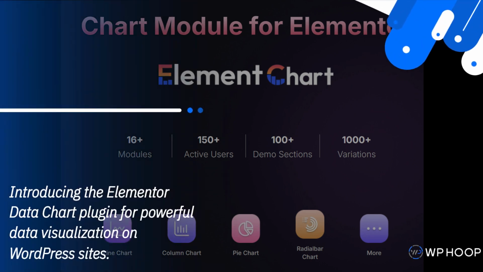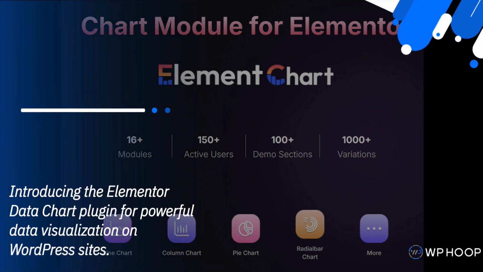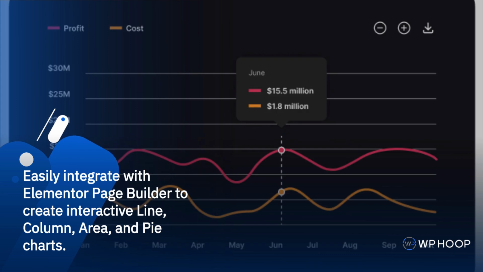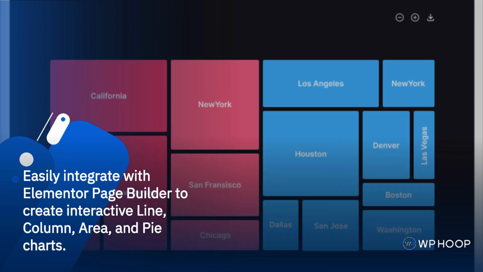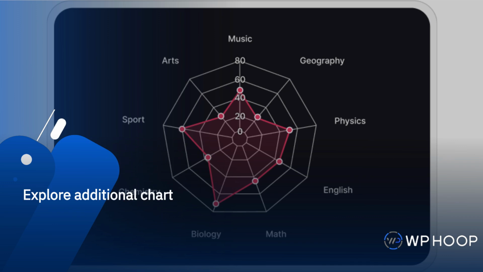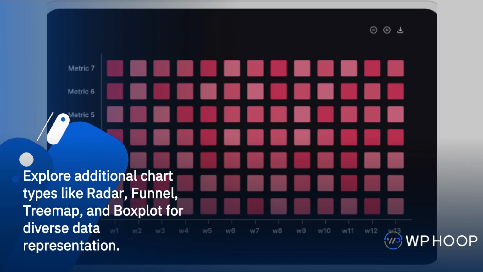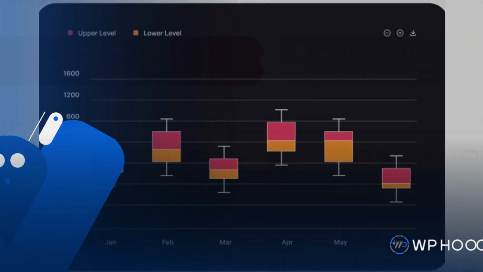Introducing the Elementor Chart plugin by WPHOOP for powerful data visualization on WordPress sites. Easily integrate with Elementor Page Builder to create interactive line, column, area, and pie charts. Explore additional chart types like radar, funnel, tree map, and box plot for diverse data representation.